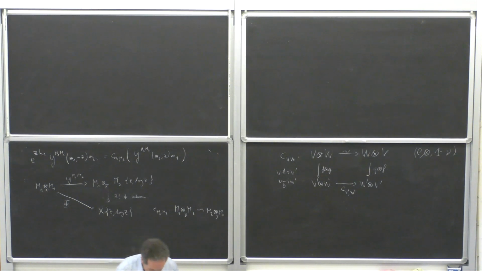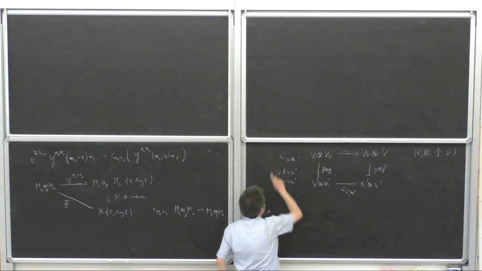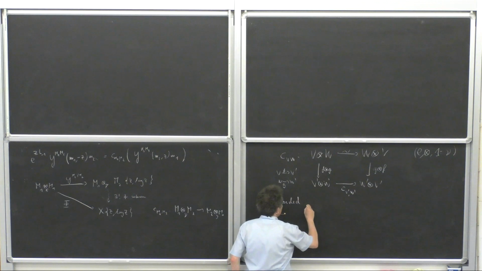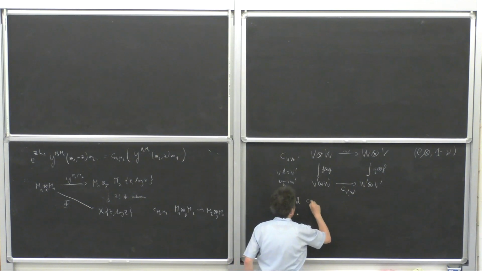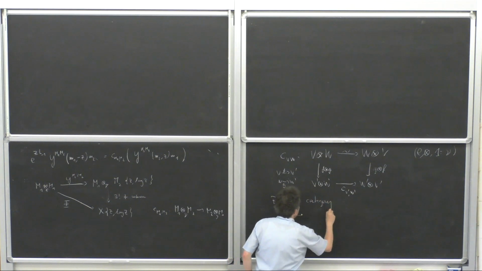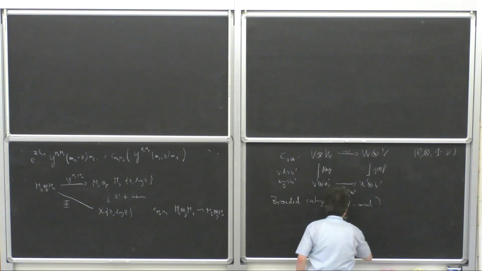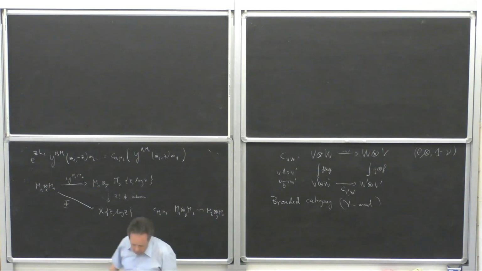Yeah, so now it's time. And if a category comes with such a set of isomorphisms, it's called a braided monoidal category. And what we learn is that V mod is an example of such a braided monoidal category.